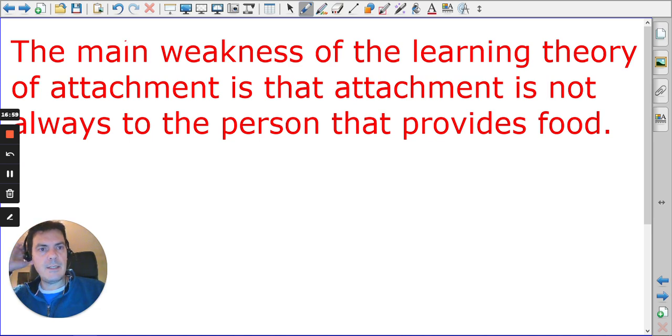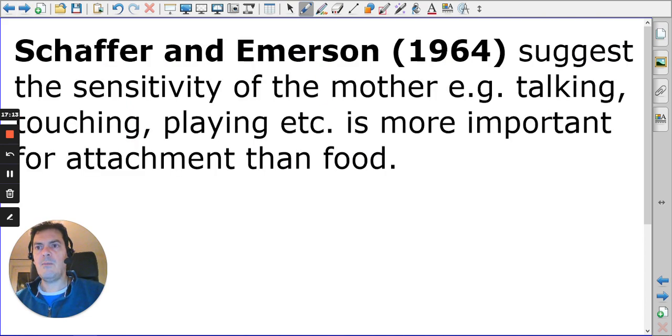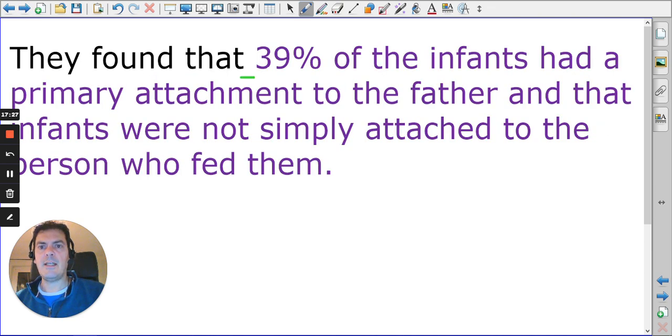We see so many pieces of information that say that food is not that important. So the second point is also linking into this idea that food is not always important, but this is now looking at the person who provides food and saying, well, okay, if it was just about food, it would always be the mother who provides food. But we know, for example, from Schaffer and Emerson, that sensitivity was actually important. It was not time spent with the baby, it was not anything other than sensitivity. And this was demonstrated by the fact that at least 39% of the infants had their fathers as primary attachment figures, and these are fathers who would not have fed the children. The children were primarily breastfed at this particular point.